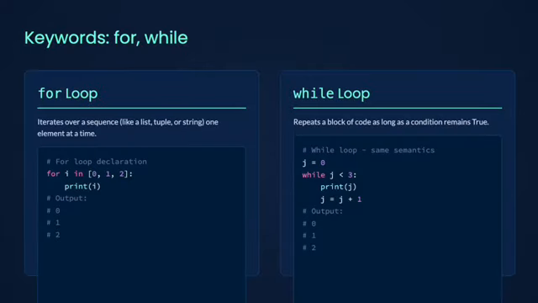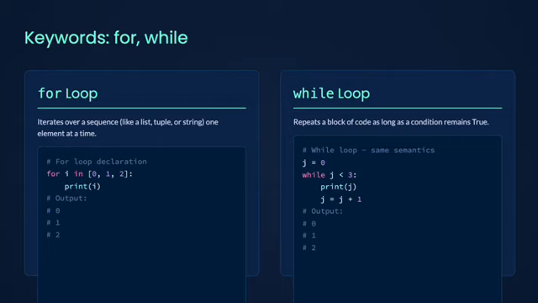Control flow also means repeating actions, which we do with loops. The two main loops are for and while. A for loop is for iterating over a sequence of items. If you have a list, a for loop will run one time for every single item in that list. So here, for i in 0, 1, 2 will run 3 times, printing 0, then 1, then 2. The while loop is different. It just keeps running as long as its condition is true.